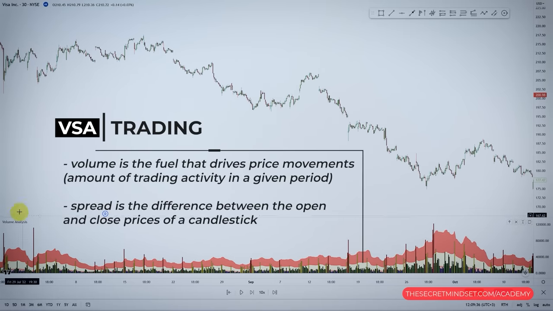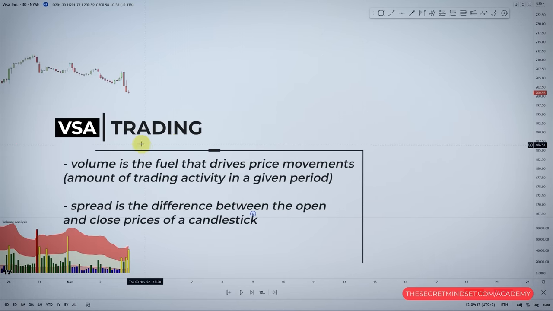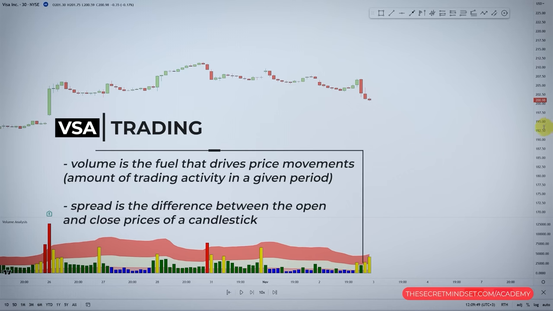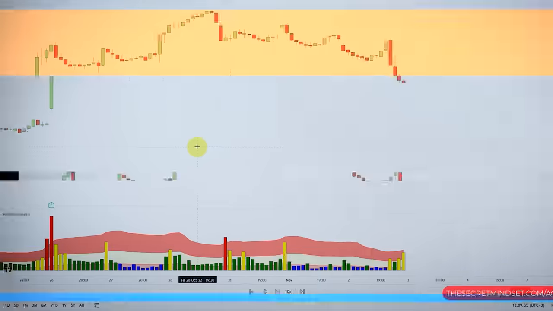Volume is the amount of trading activity in a given period, while the spread or the range represents the difference between the open and close prices of a candlestick. By analyzing the relationship between volume and spread, VSA can reveal the supply and demand dynamics in the market.